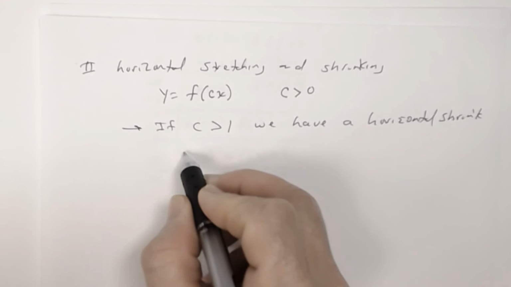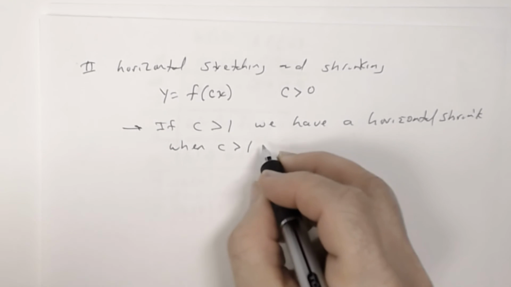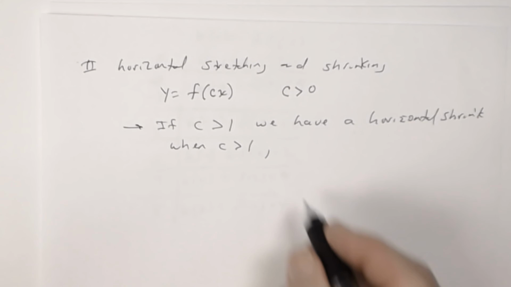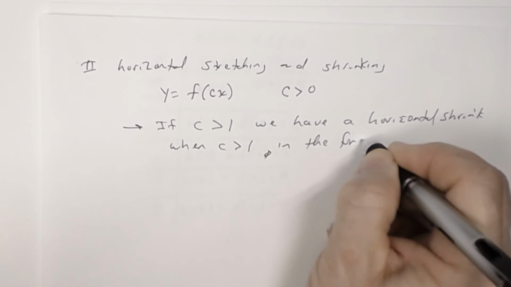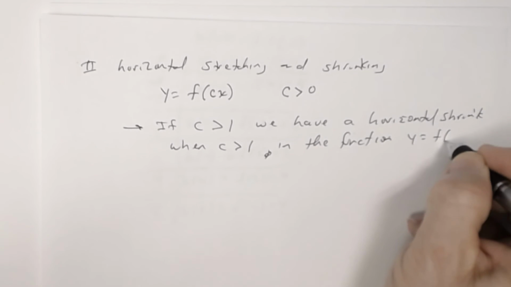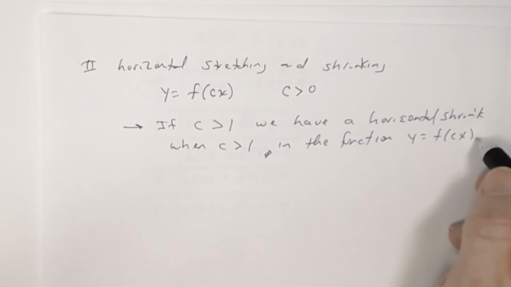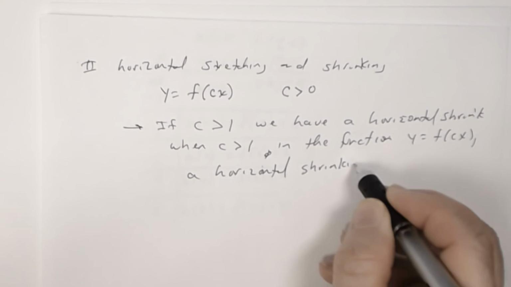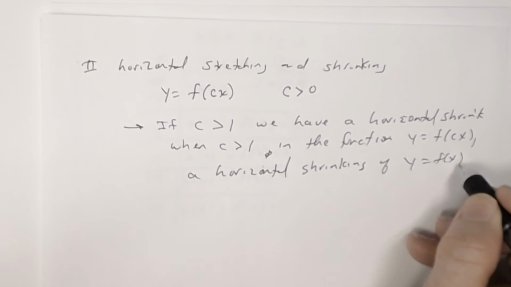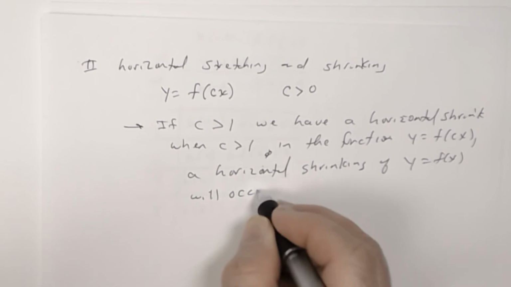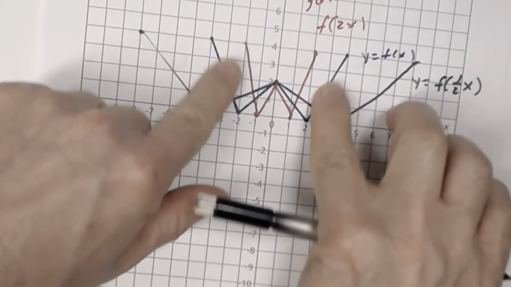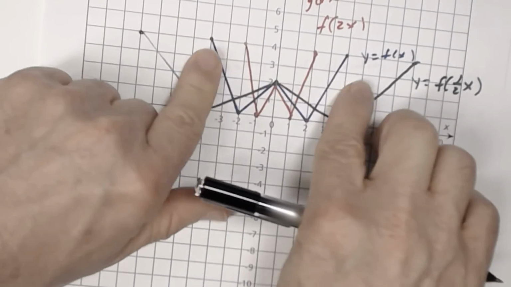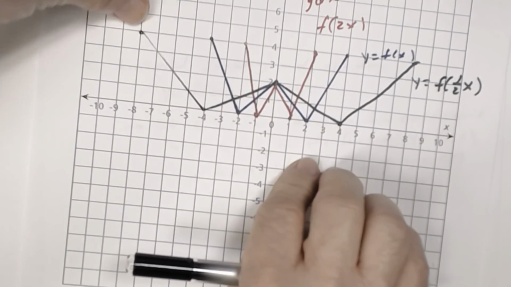Okay, so listen to this. When C is greater than 1 in the function y equals f of C times x, a horizontal shrinking of y equals f of x will occur. So we go back and it kind of makes sense. Here is our blue graph, f of x. C here was 2, so greater than 1. So we had a horizontal shrink, a horizontal compression.